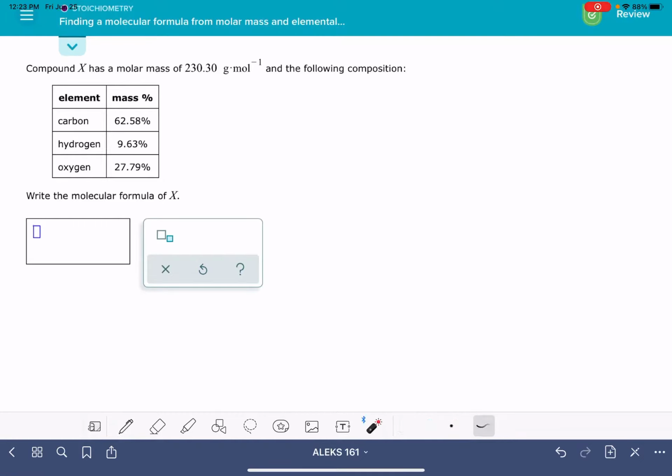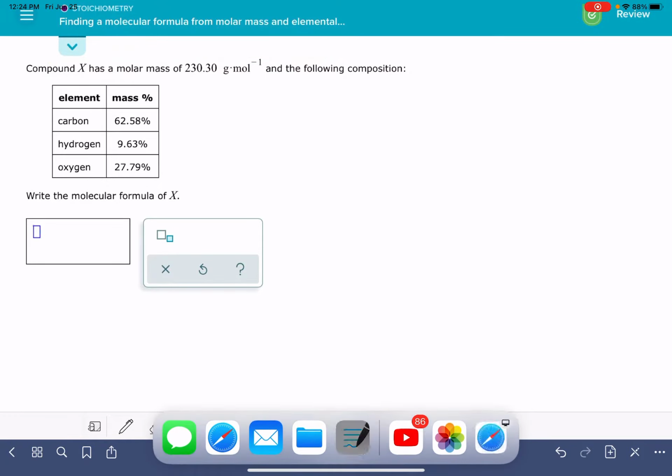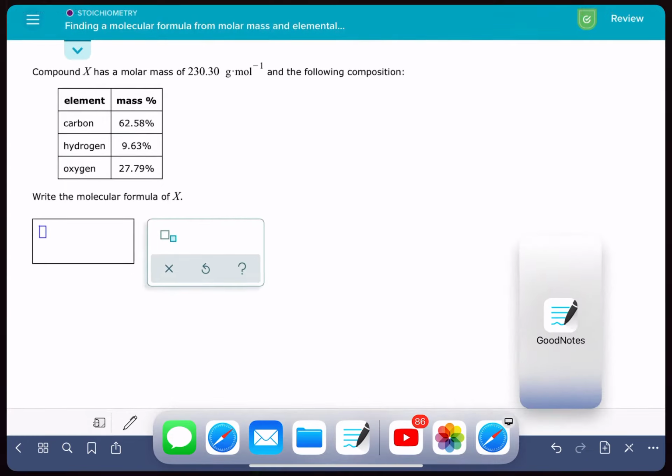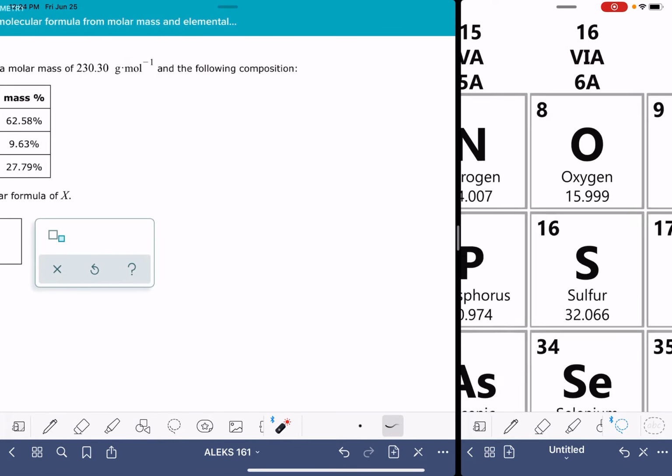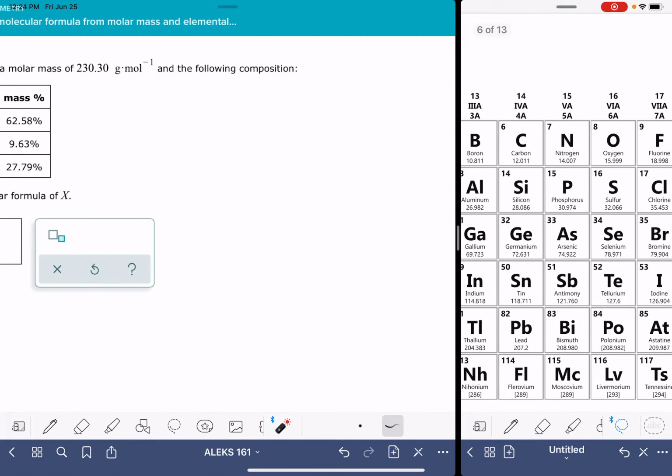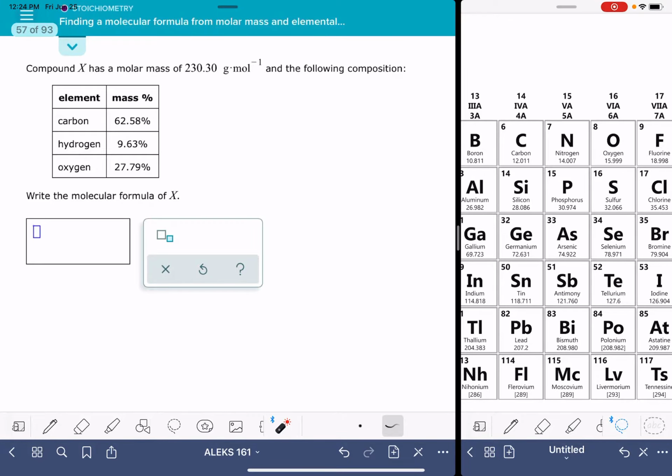In this video, I'll show you how to solve the ALEKS problem called Finding a Molecular Formula from Molar Mass and Elemental Analysis. There are actually quite a bit of steps involved in solving this problem, so you are going to want to work kind of carefully. This is definitely a problem that you want to make sure you get right on the first try.